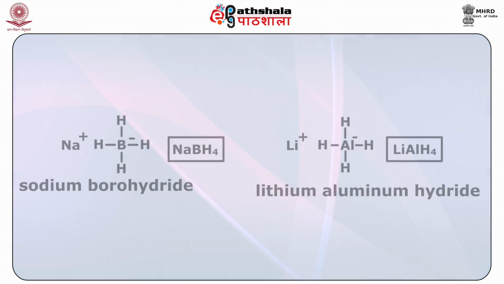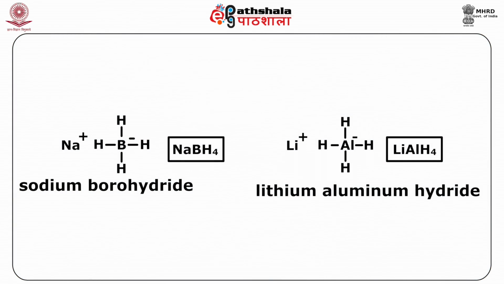So, out of all these categories of reduction, our focus in this module is on hydride reduction. And if we talk about what are the most common metal hydrides, two names come to our mind: lithium aluminium hydride and sodium borohydride. Their structures are shown here, and they are the most common hydride reducing agents.